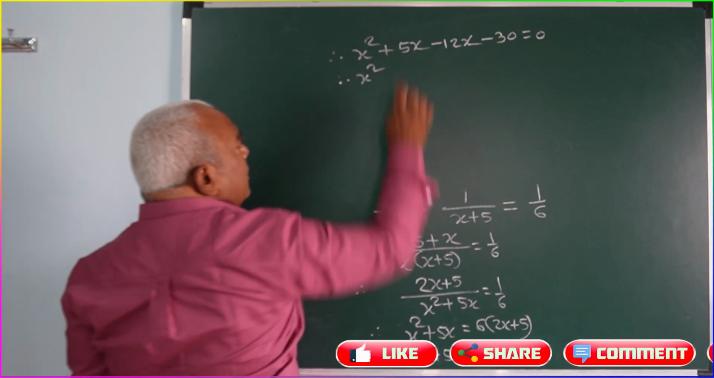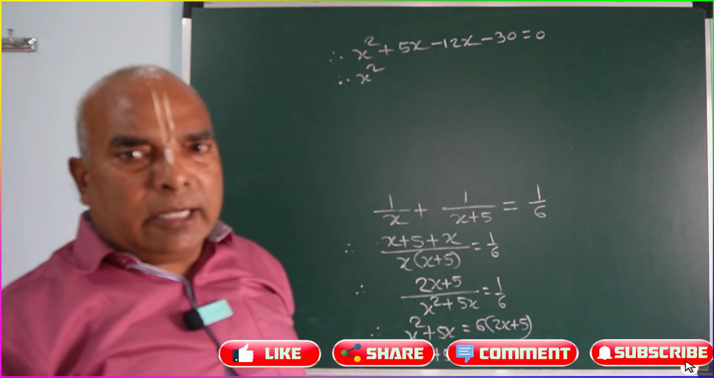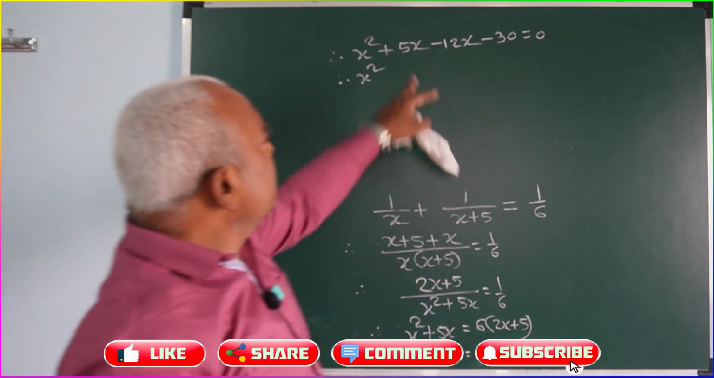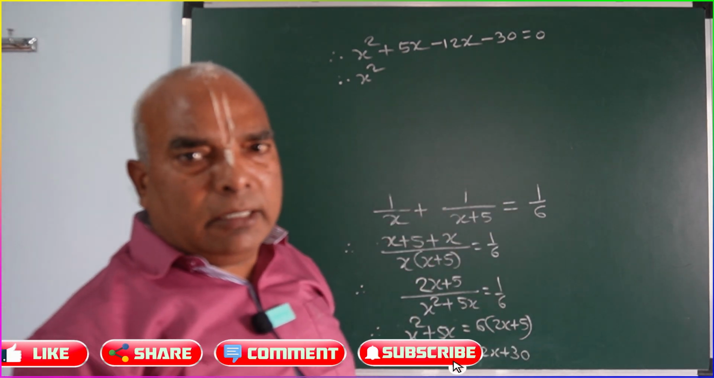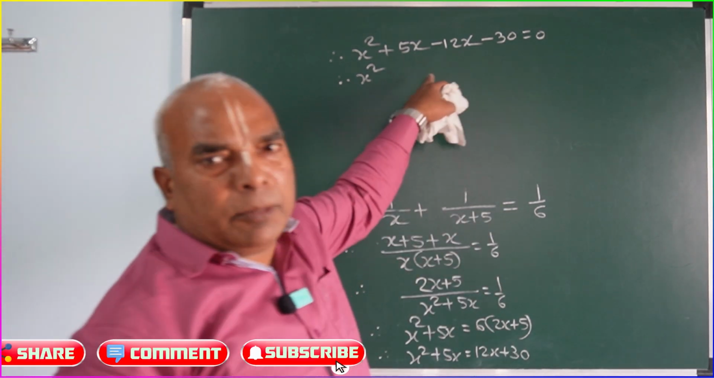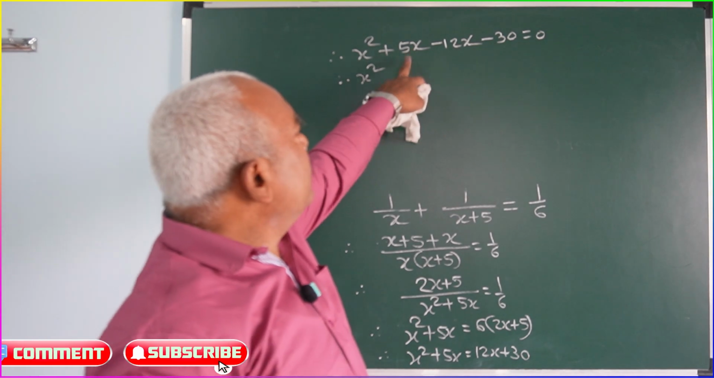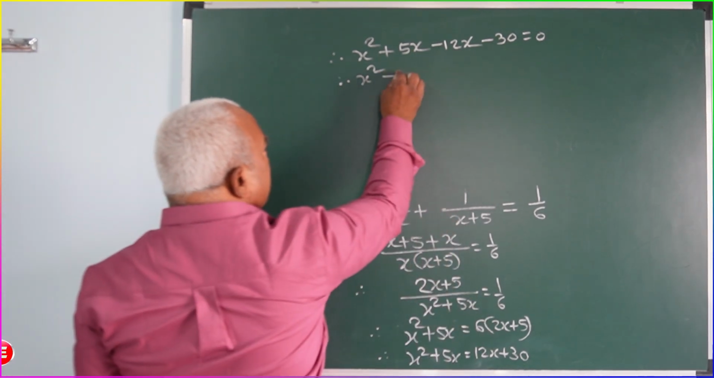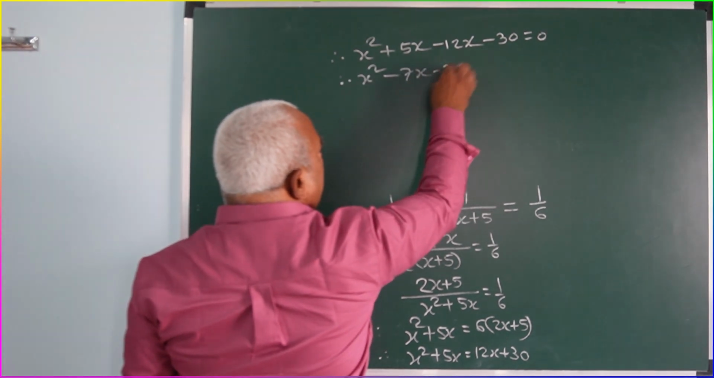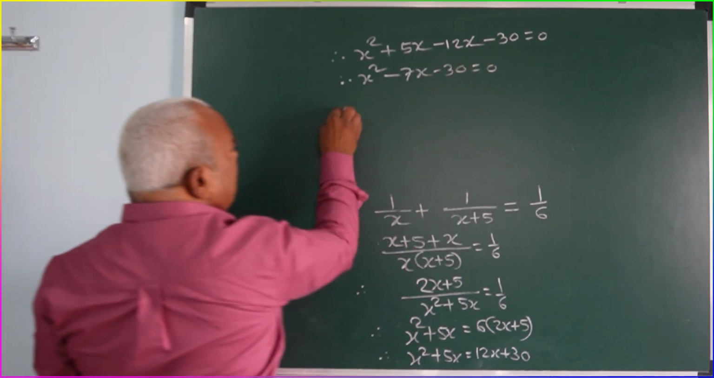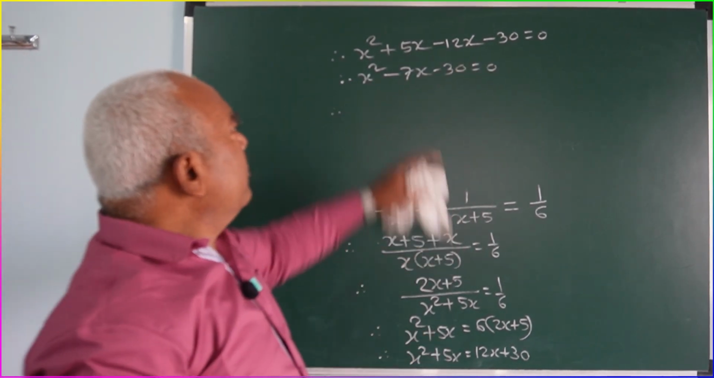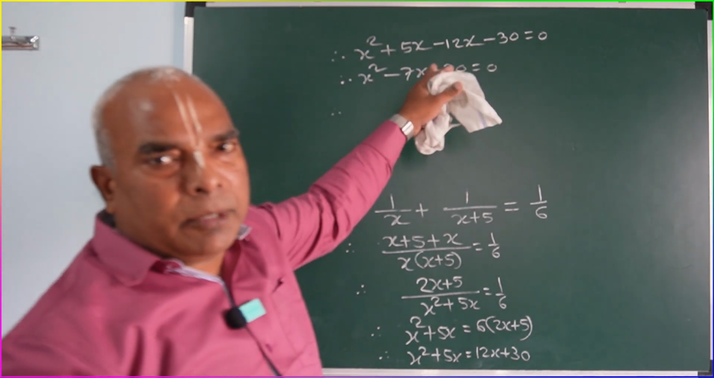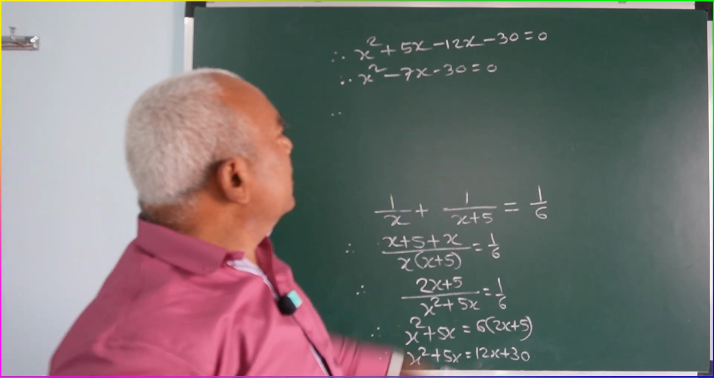Therefore, for x square, 5x is plus and 12x is minus, different signs. As the signs are different, we should do subtraction: subtract the smaller number from the bigger number. We subtract 5 from 12, it will be 7x, and the answer takes the sign of the bigger number, minus. So minus 7x minus 30 equal to 0.